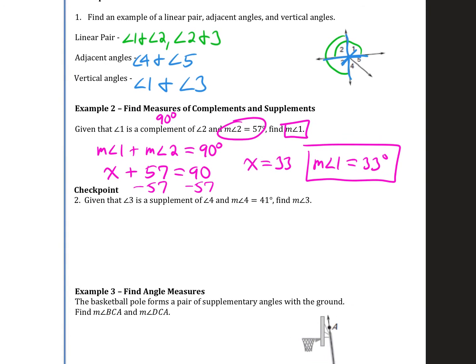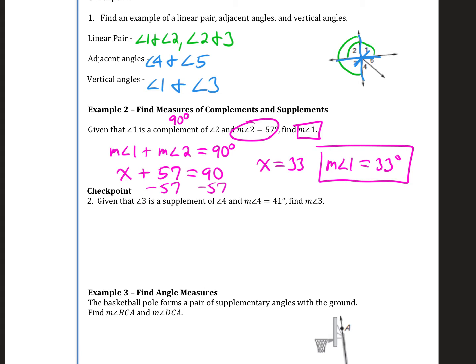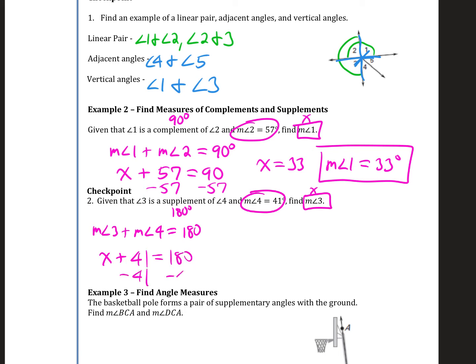All right, why don't you try checkpoint 2? We're talking about supplements instead of complements, but it's basically going to be the same thing. Give it a try. All right, supplements add up to 180 degrees. We know measure of angle 4 is this. We're looking for measure of angle 3. So we'll call this x. So we have measure of angle 3 plus measure of angle 4 equals 180. Measure of angle 3 is x, what we're looking for. Angle 4 is 41. x plus 41 equals 180, subtract 41, x equals 139, or measure of angle 3 equals 139 degrees.